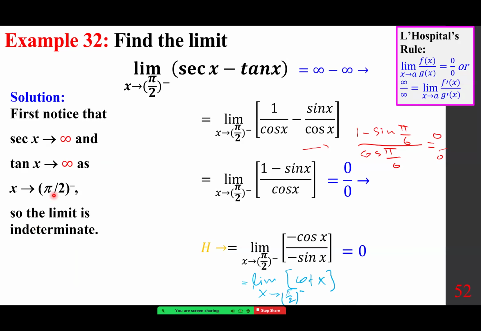When x approaches pi over 2 from the left, tangent goes to infinity, but cotangent goes to 0, because you can think of it as 1 over infinity. Remember, cotangent is 1 over tangent. Or think about the graph again, which looks like this. A quick reminder might be helpful.